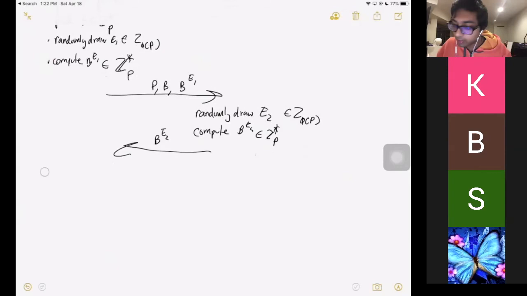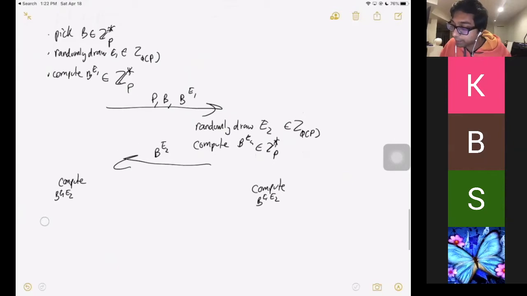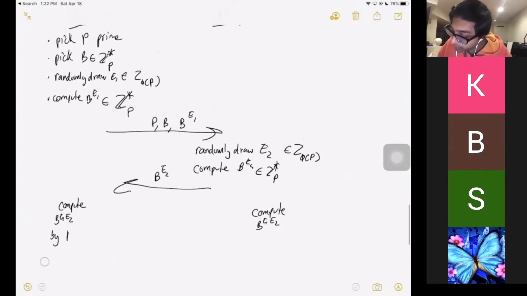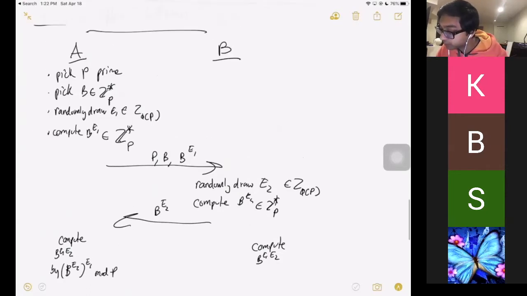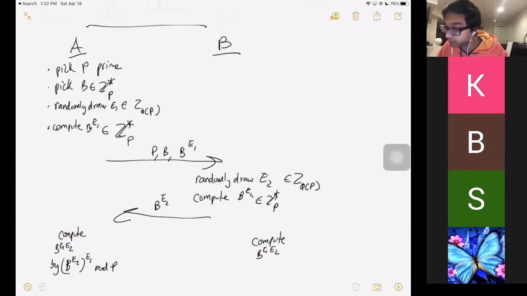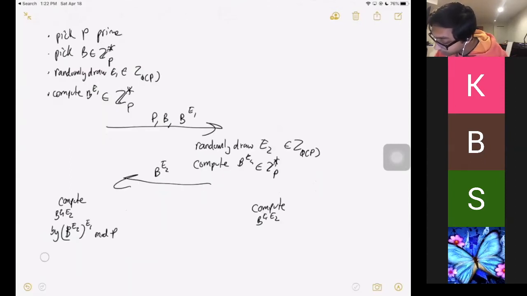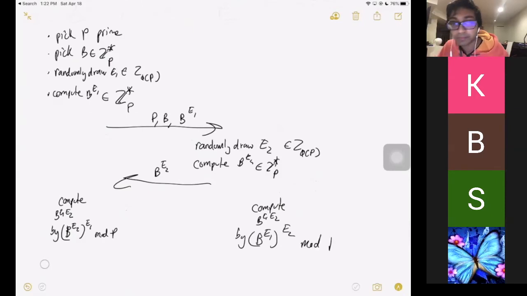Cool. And now they can both compute B to the E1, E2, which is their shared secret key, by taking their E1. So like Apurva knows E1 and he knows B to the E2. So he can do B to the E2 to the E1. And similarly, Bugbutt knows B to the E1 and knows E2. So he can take B to the E1, E2 mod P.